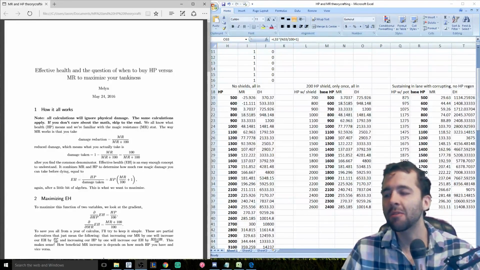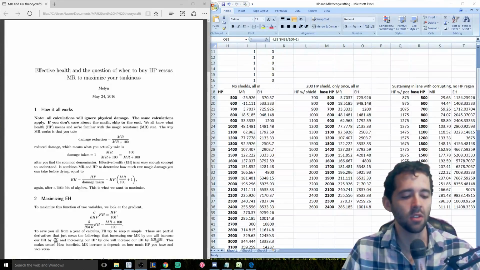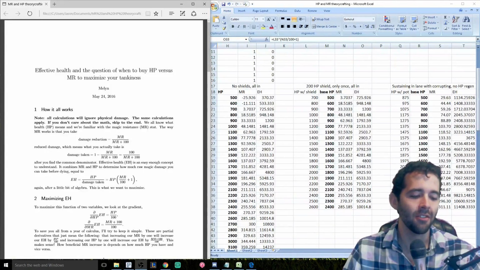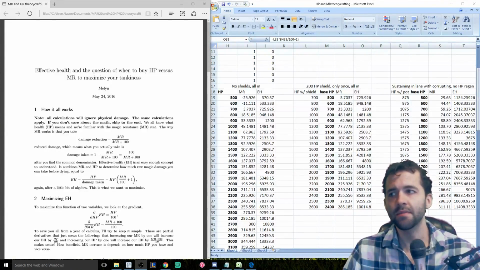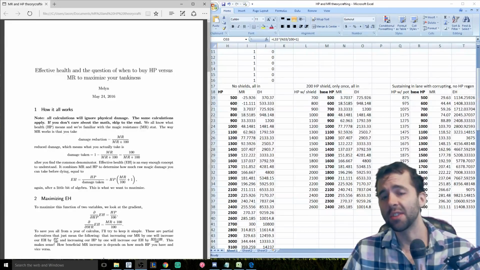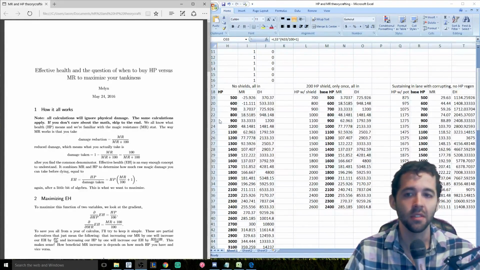I found some information about effective health, and I realized something interesting to talk about: the difference between when you should buy HP and when you should buy MR, because it wasn't really talked about in any of the resources I looked up. So I did a little calculus and found things out. If you want to look at the text version, it's attached below. The spreadsheets are also attached below, or I have them right here in front of me that I'm going to be referencing as we go through this.